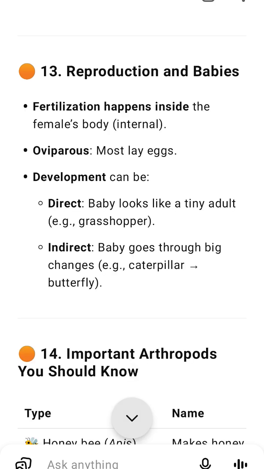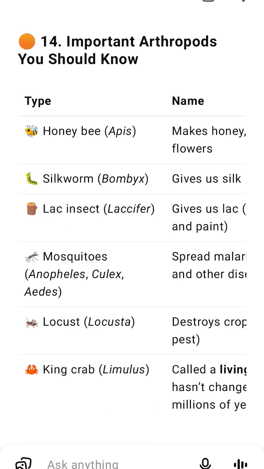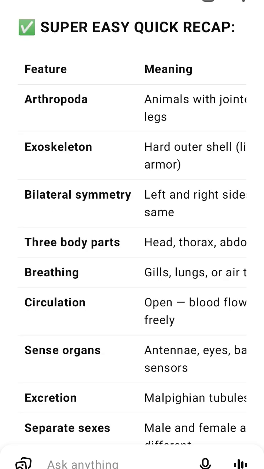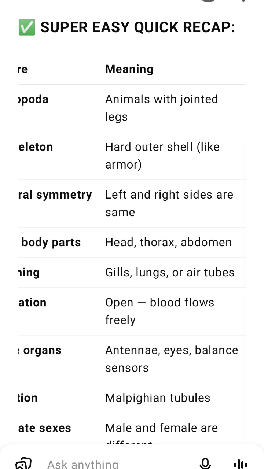10. Sense organs. Arthropods have very good sense organs to feel the world around them. Organ, function. Antennae: for touch and smell. Eyes can be simple, one lens, or compound, many lenses like in flies. Statocysts: organs that help with balance and direction, like human inner ears. They can see, smell, feel, and sense movement very well.